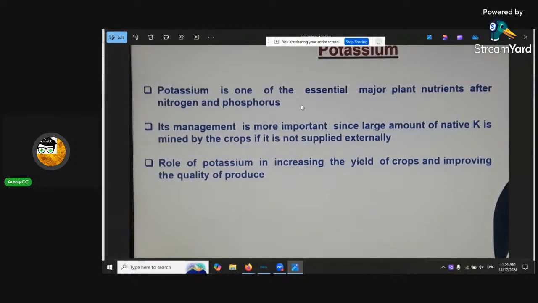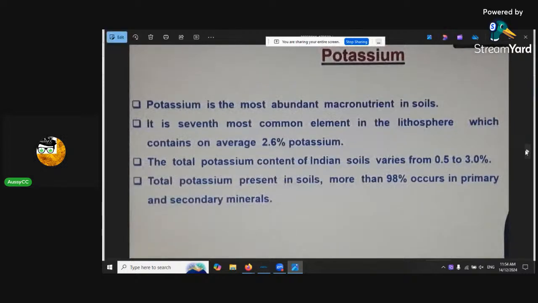Potassium is one of the essential major plant elements after nitrogen and phosphorus. It makes up just under 1%, 0.5%. Its management is important because it's hard to get. Potassium is the most abundant macronutrient in the soil. It is the 7th most common element in the lithosphere, which contains on average 2.6% potassium. Of the potassium present in soils, more than 98% occurs in primary and secondary minerals.